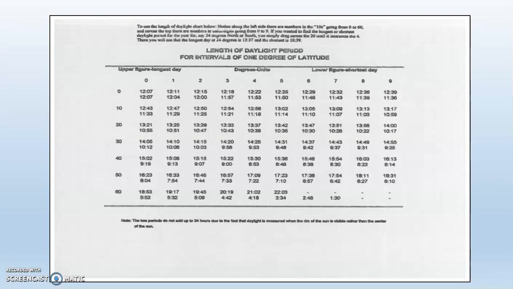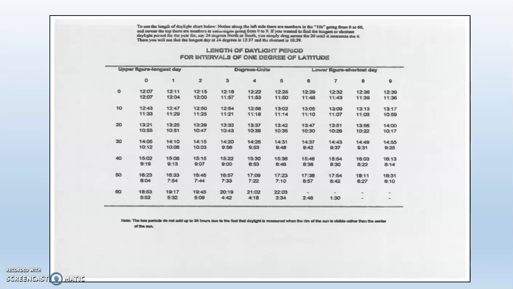This is the length of daylight period graph, which you can also find on the lab PDF. What it's going to do is tell us the longest and the shortest days of the year for any particular latitude. Let's see how this works.